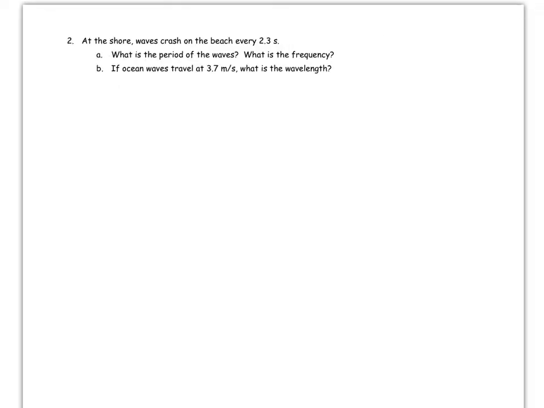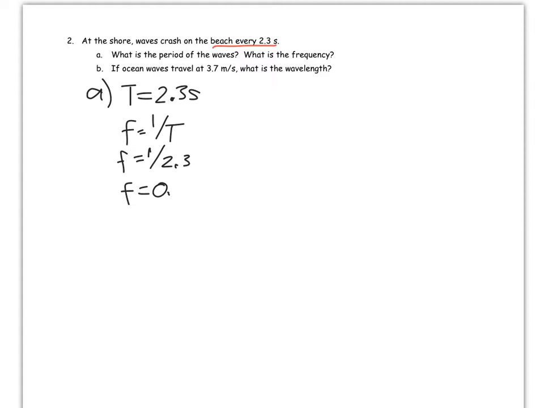All right, so for this first question here, we're told that at the shore, waves crash on the beach every 2.3 seconds. And the first question is just what is the period and what is the frequency? Well, the period is that 2.3 seconds because the period is defined as the time between waves. For the frequency, we can just say that the frequency is 1 divided by the period. So our frequency here is going to be 1 over 2.3, which gives us a frequency of 0.43 hertz.